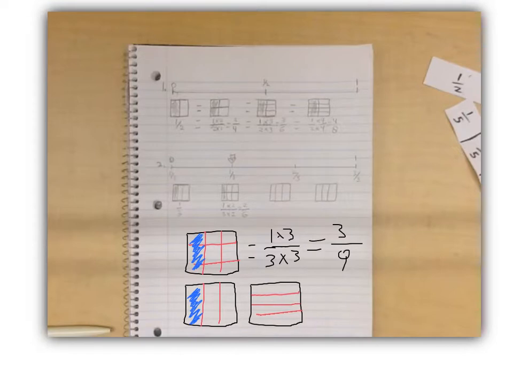If you said, well, there are 3 pieces on the left and 4 pieces on the right, so if you put them on top of each other, you will get 12 pieces altogether, then you would be correct, because 3 times 4 equals 12. 1, 2, 3, 4, 5, 6, 7, 8, 9, 10, 11, 12.